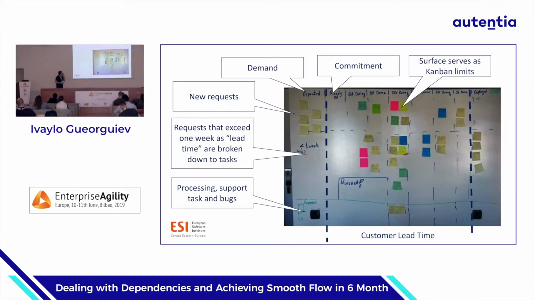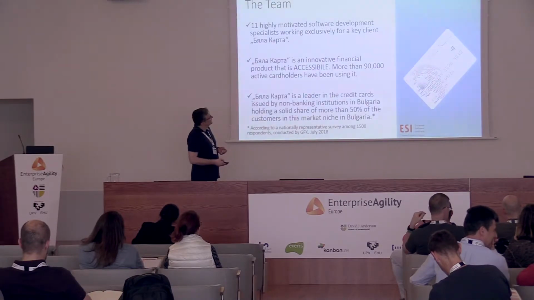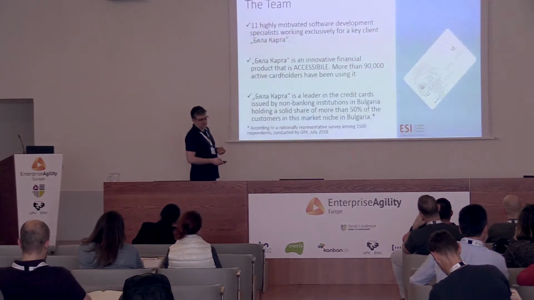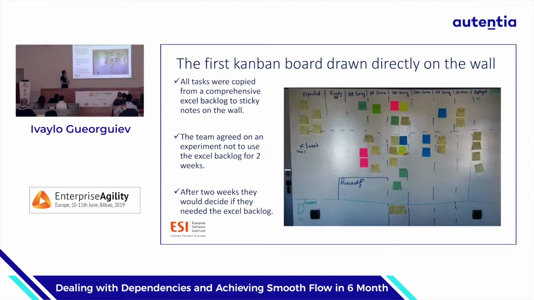Okay, let's see. This Kanban system represents the workflow. We didn't change the workflow in the company. You see, you have expected, ready for BA, BA doing, BA done, dev doing, dev done, QA doing, QA done. Nothing different than this. So start with what you are doing now.